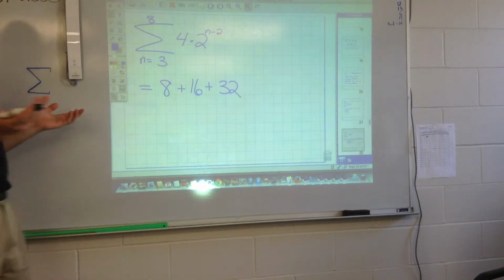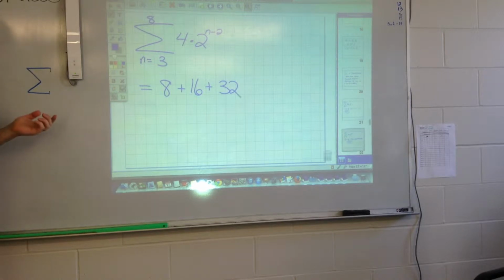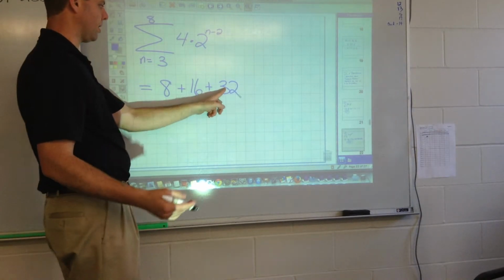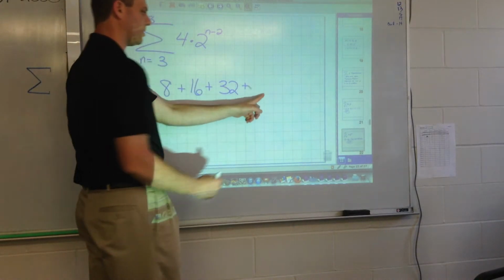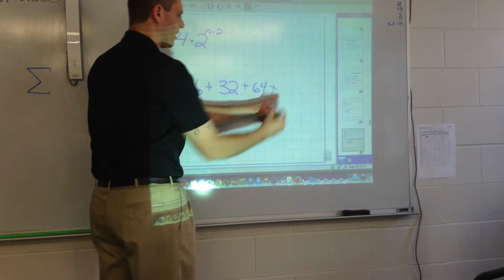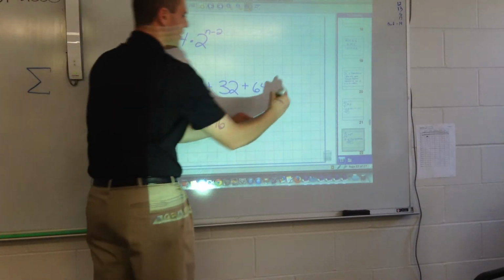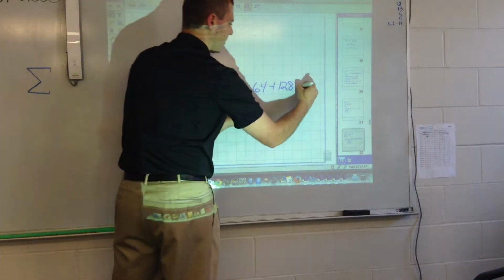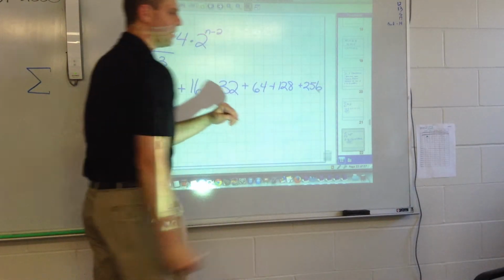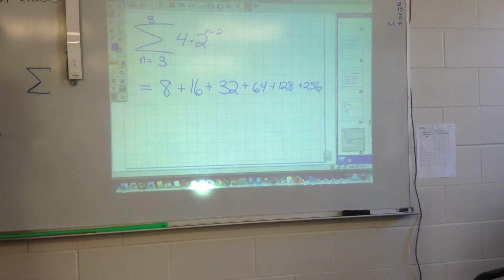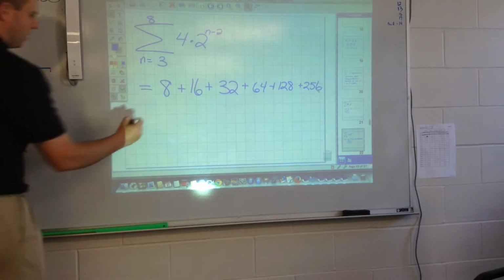At this point, you recognize the pattern. Doubling, right? So I plugged in a 3, I plugged in a 4, I plugged in a 5, so that means when I plug in a 6, I must get 64. When I plug in a 7, I must get 128. When I plug in an 8, I must get 256. Do I need to keep going? Nope, because it said the last number you need to plug in has to be that number on top of the sigma. And then just add them all together.